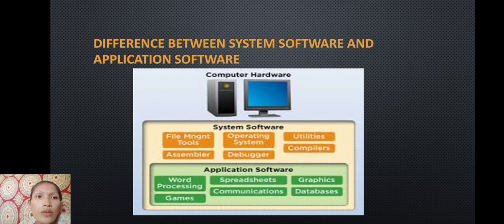So, the difference between system software and application software. In our computer hardware, we have system software and application software. The function of system software is to manage file management tools, operating system, utilities, assembler, debugger, and compiler. Application software includes word processing, games, spreadsheets, communications, graphics and databases.